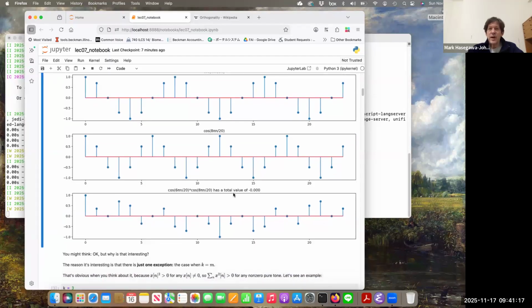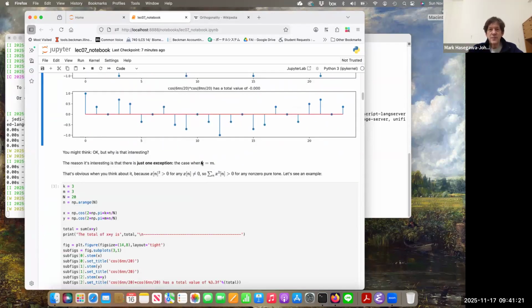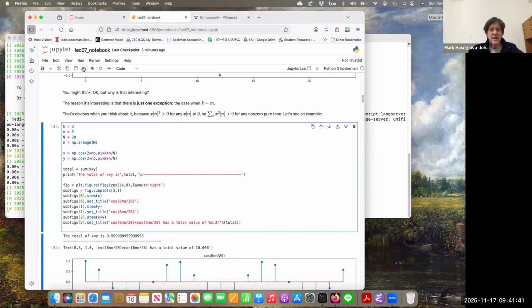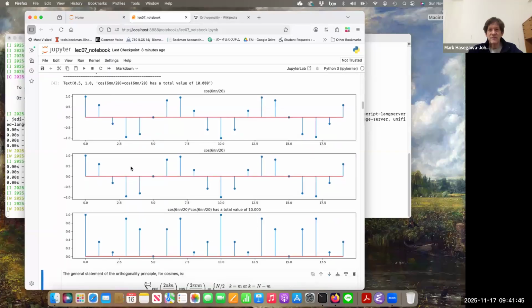That's interesting primarily because it has exactly one exception. And that one exception is when k is equal to m. If both x and y are at the same frequency, if k is 3 and m is 3, then when I multiply x times y, that's the same thing as taking x squared. And x squared is always positive. And so the average of something that's always positive has to be positive.